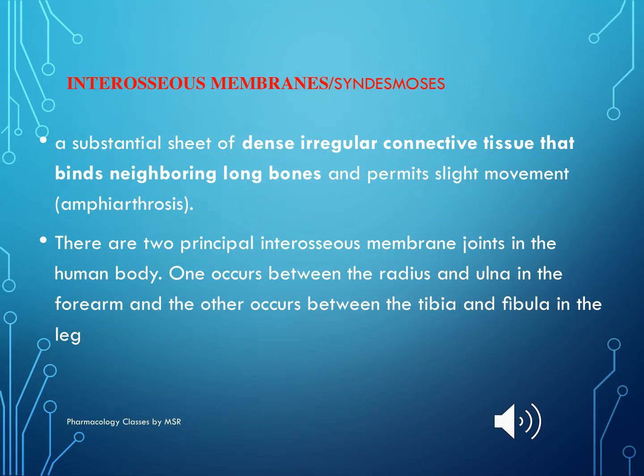The second type of fibrous joint is called the interosseous membrane. Here a substantial sheet of dense irregular connective tissue helps to bind the long bones. Because of this interosseous membrane, they have slight movement, which comes under the structural classification of amphiarthrosis. We can find examples in the radius and ulna bones or the tibia and fibula bones.